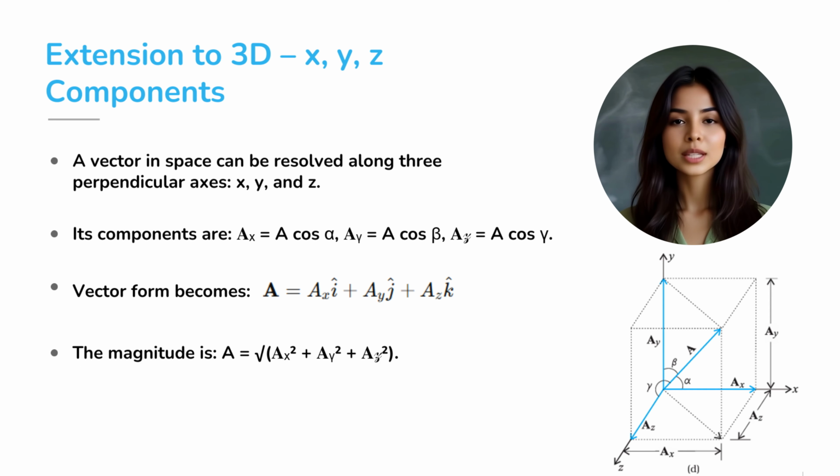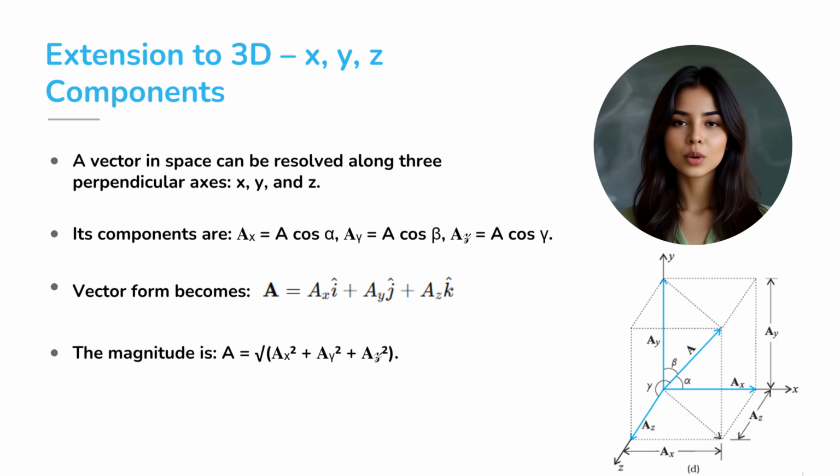While we've mostly been in two dimensions, real-world physics often lives in 3D. That means breaking a vector into x, y, and z components. Say we have a vector A in space. Then its components are ax equals A into cosine alpha, ay equals A into cosine beta, and az equals A into cosine gamma, where alpha, beta, and gamma are the angles made with the x, y, and z axis respectively.